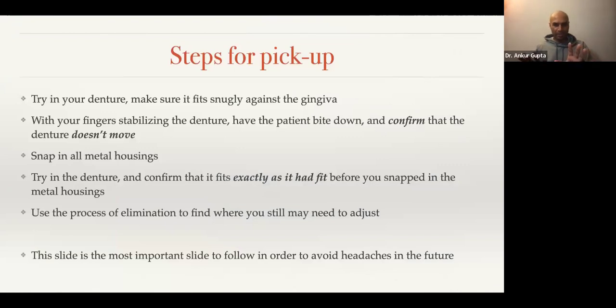So let's do this. Remember, patients come in, they have locators emerging from their tissue. Try in your denture, make sure it fits up against the gingiva. It's still a soft tissue supported prosthesis. Now, with your fingers stabilizing the denture, have the patient bite down and take a picture. Snap in all your metal housings and then try the denture again and confirm that the bite, the smile, and the relaxed pose is exactly the same as it had fit before we snapped in the metal housings.